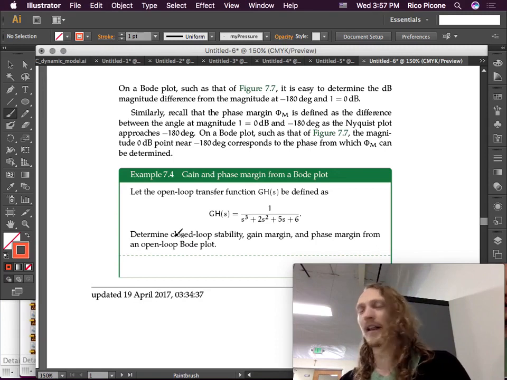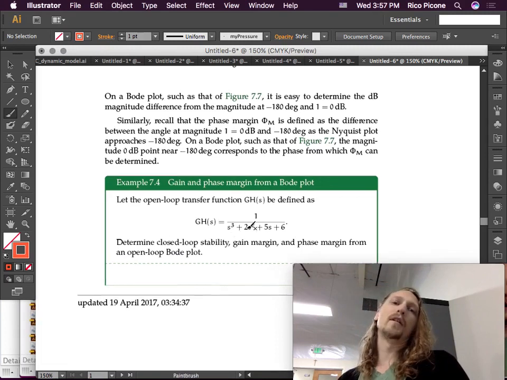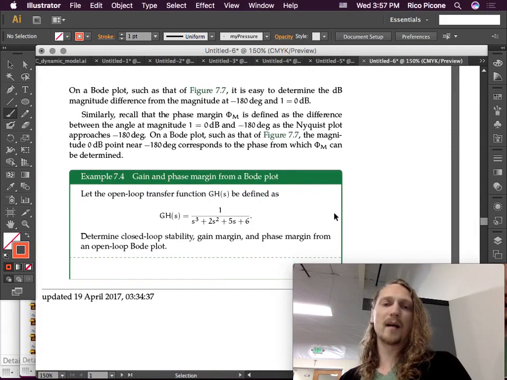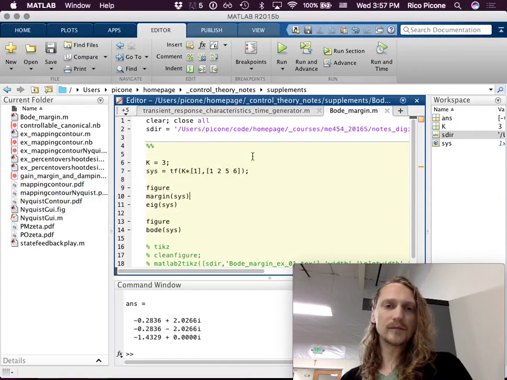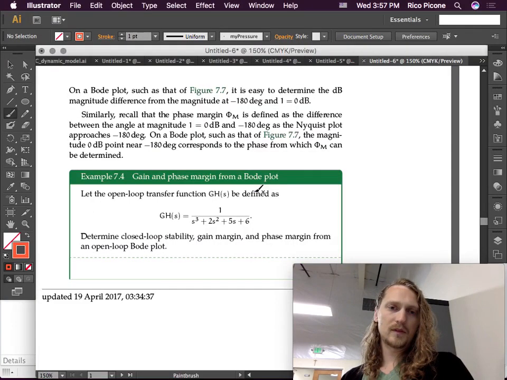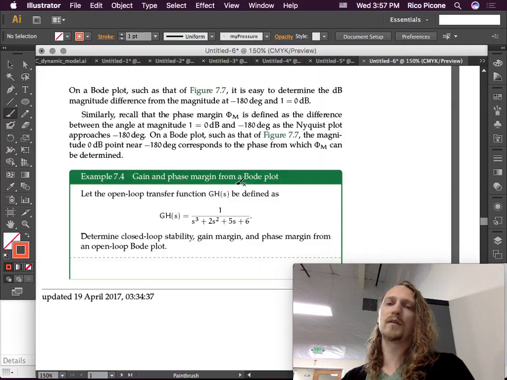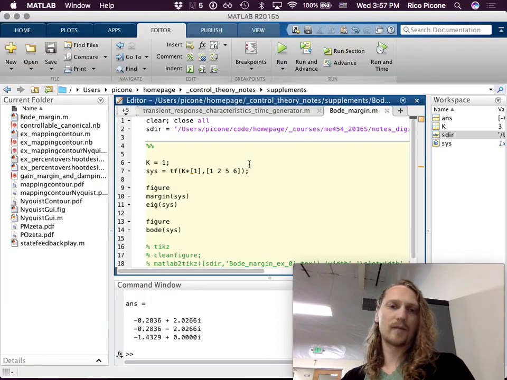Let's go to MATLAB. So I think I plotted this out, but I didn't show you guys the plot, so we'll go to MATLAB and we'll see it. I think I have this plugged in there correctly. So I need to set k equal to 1. So the numerator is just k, and then the denominator has s cubed plus 2s squared plus 5s plus 6. Okay, good.